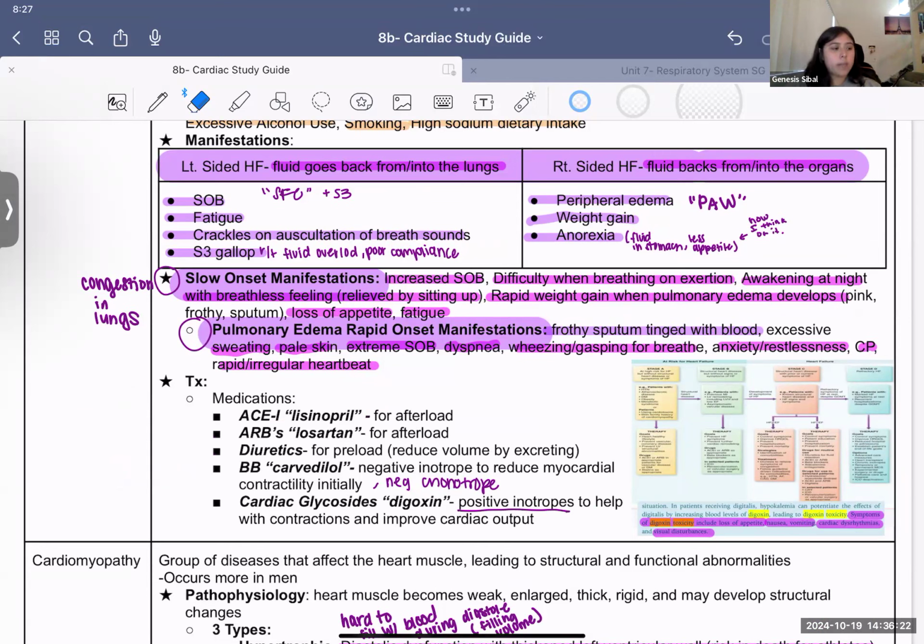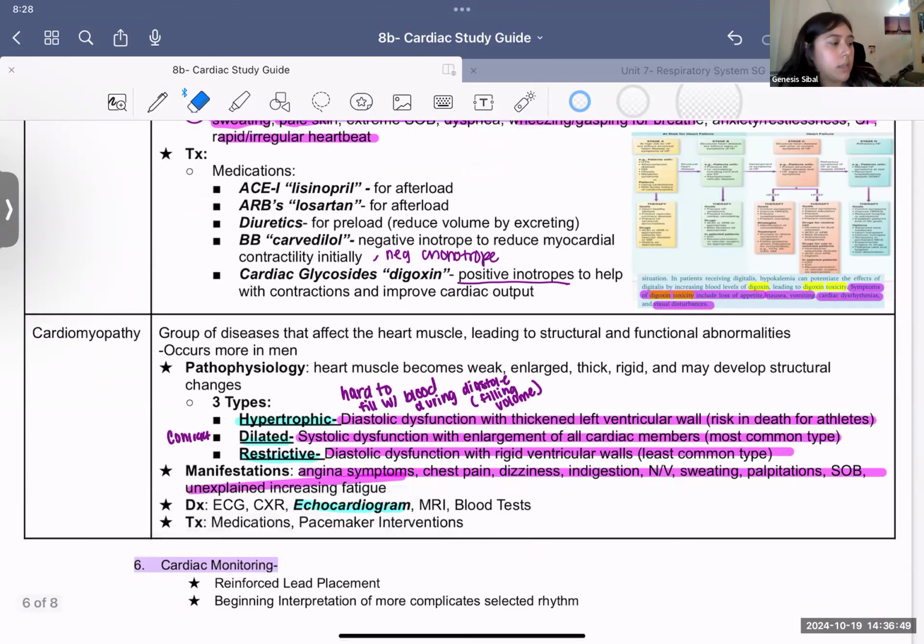And so those are more associated with right side, and then fatigue. But with pulmonary edema, you probably will be asked about this: frothy sputum tinged with blood, or pink frothy sputum, excessive sweating, pale skin, extreme shortness of breath, dyspnea, wheezing, anxiety, chest pain, rapid and irregular heartbeat. So really, the one big thing to note with that is just the pink frothy sputum.